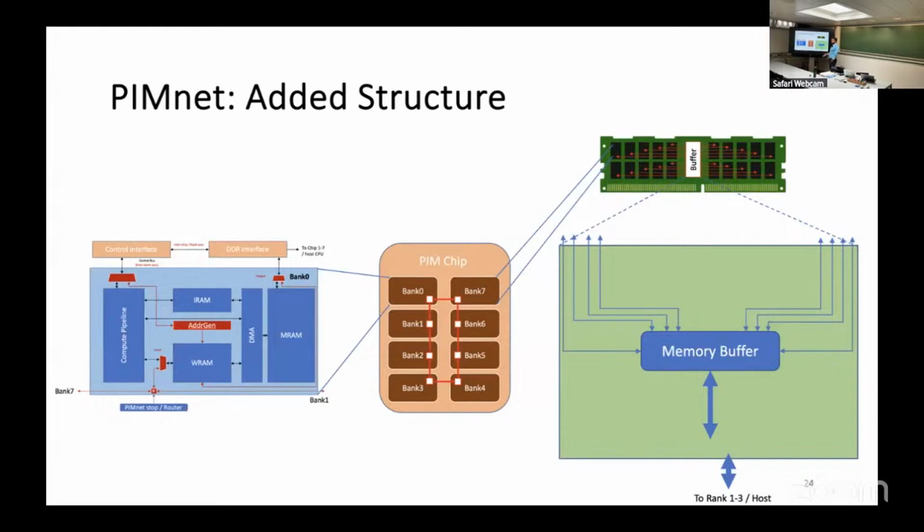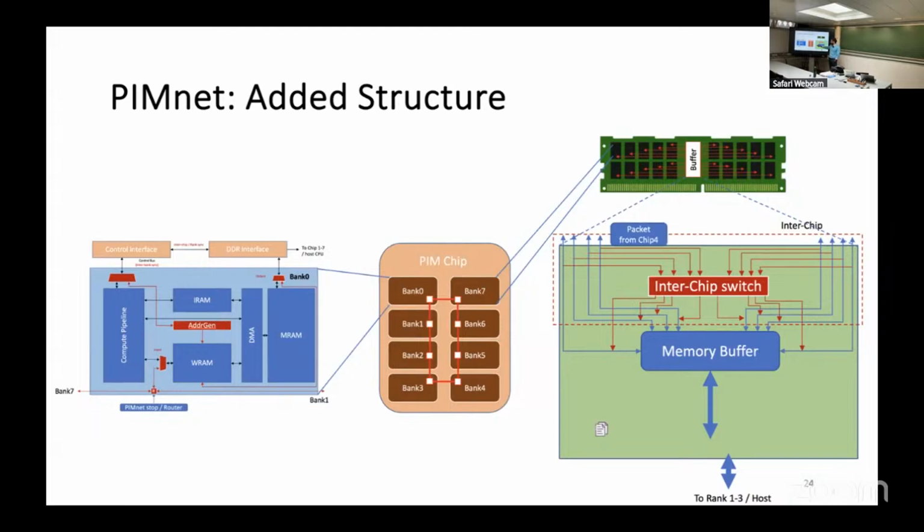Let's move on to the buffer. The buffer is also going to have some added components. You have an inter-chip switch, which will be added into the memory buffer. It's basically just going to connect up to the DQ pins, steal the data and throw it into the inter-chip switch, and then send that data down the appropriate DQ chip.